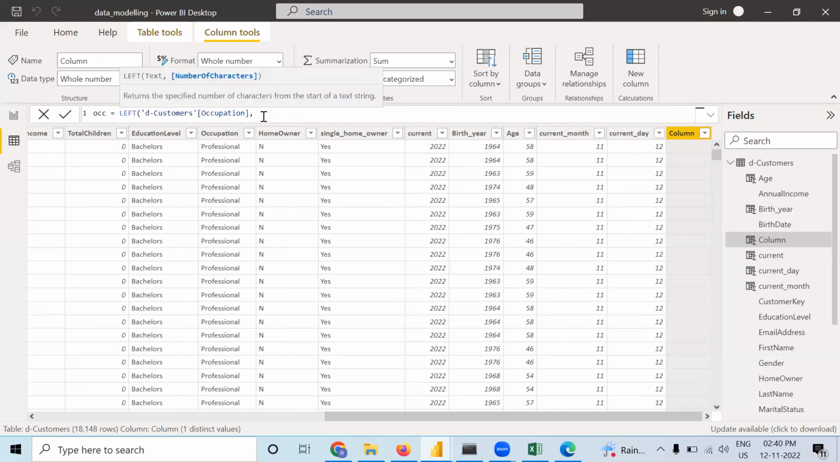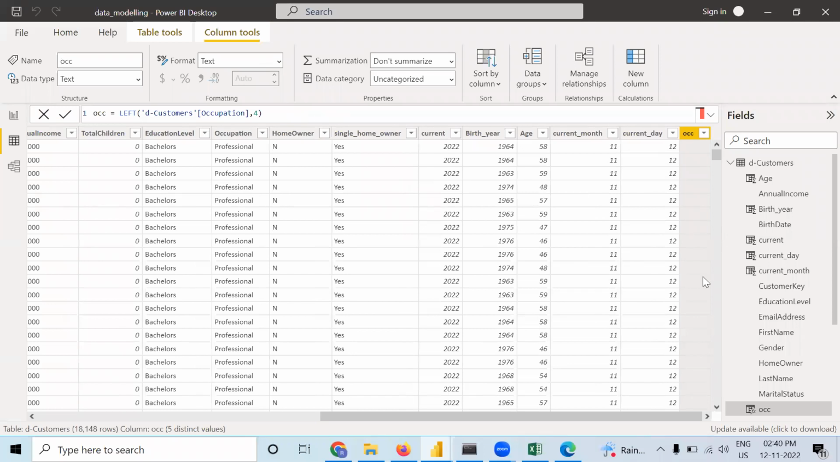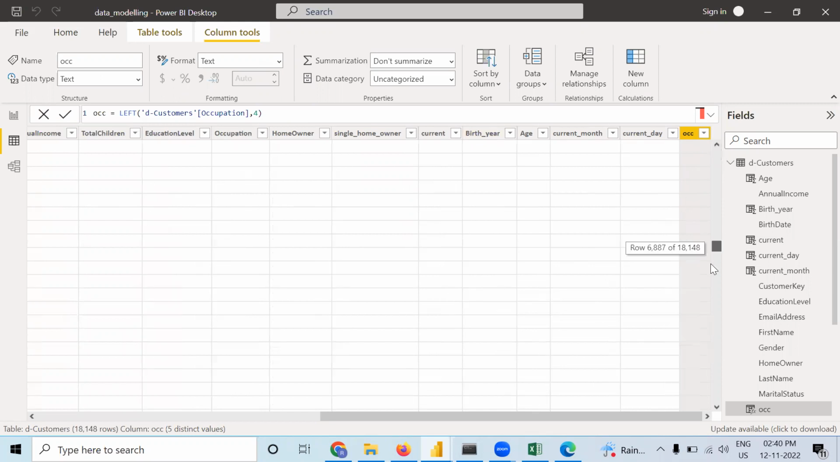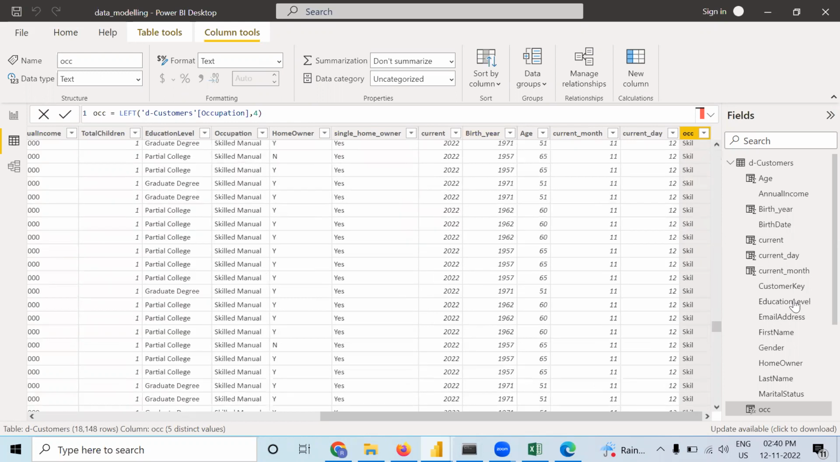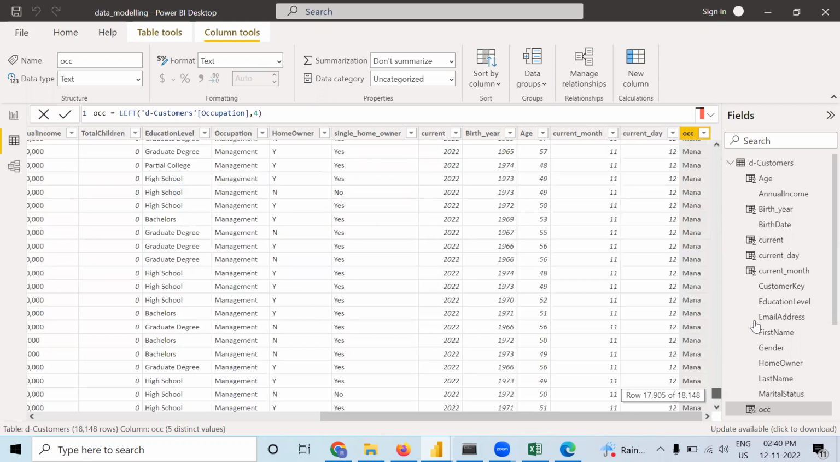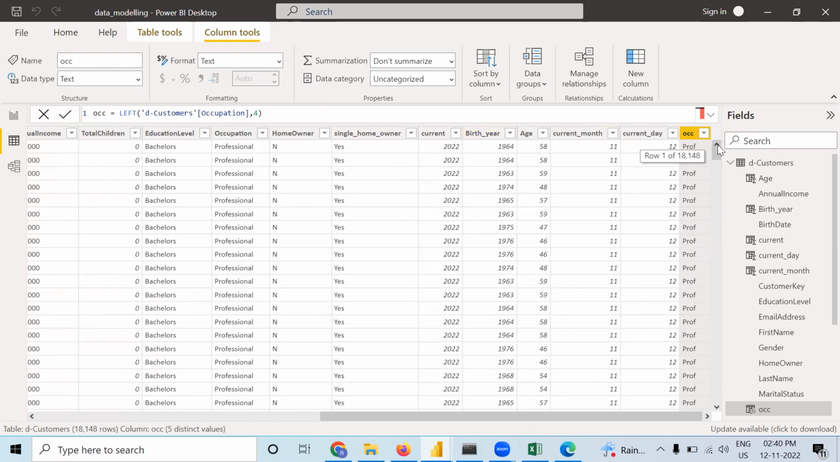Okay, so comma, I will put 4. If I want 4 letters, I put 4; if I want 5 letters, I should put 5. Whichever number of letters I want, I have to put that number over here, then enter. Here you can see for professional, PROF is coming, right? Like that for each and every term, like for manual, MANU. It is not the exact shortening, but this is an example. For skilled manual, SKIL. Like that, only 4 letters are being taken. In some particular data sets, it is very convenient to use. So wherever you find those kinds of columns, you can apply this shortening method.